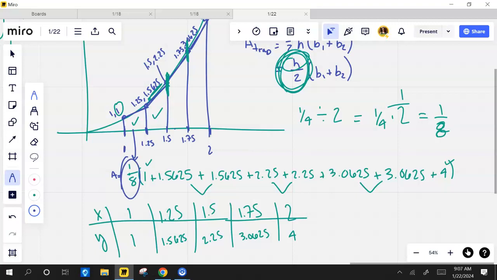H over 2. And then I take each one. I'll start with the very first. It goes in once, and then each of these goes twice. And I add it together. We'll practice with this more tomorrow.